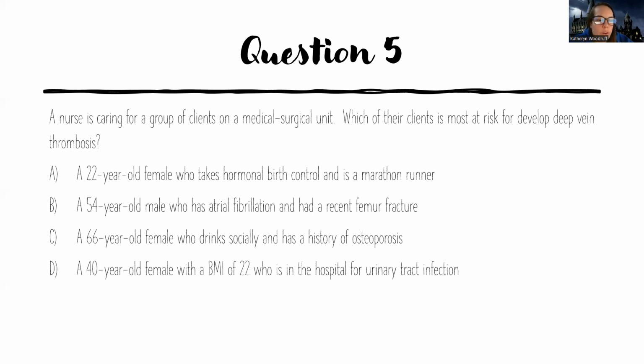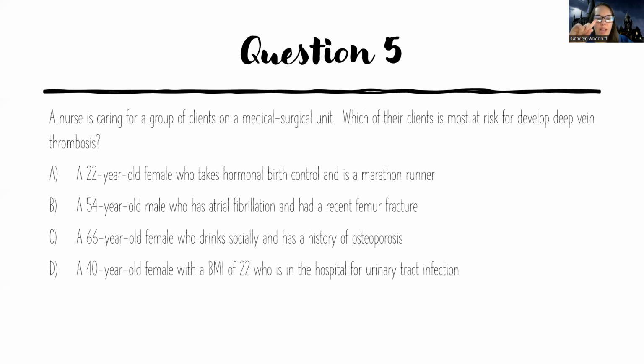So let's look at the first one, a 22-year-old female. There's not necessarily a gender thing that has to do with DVT risk, but I do think if you're older, you're more at risk. So she doesn't have that risk factor. Hormonal birth control is a risk factor. So that's one. Marathon runner. Staying active is a great thing that actually helps prevent blood clots.